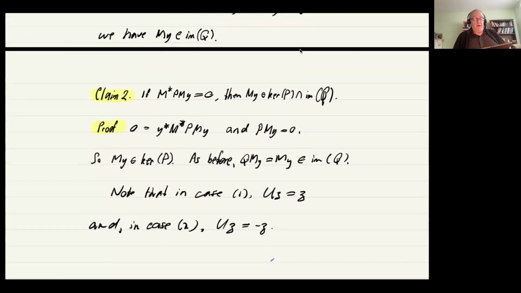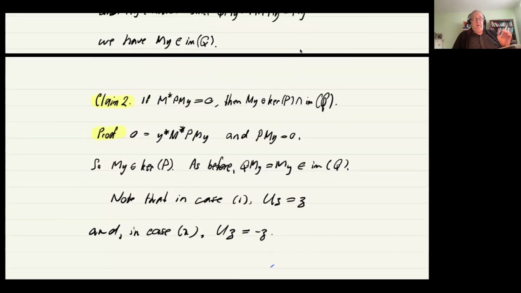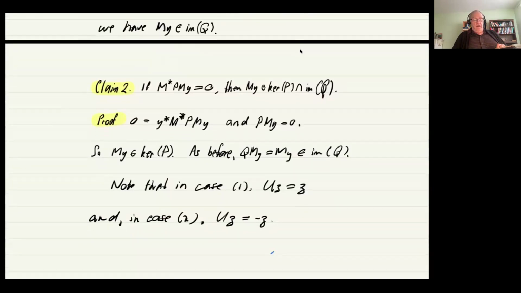Okay, so M star P M y is 0. So we've got this smaller matrix. It's positive semi-definite. The eigenvalues are between 0 and 1. And so we're now looking at the case where it is 0. And the claim now is that MY is in the kernel of P and the image of Q. Okay. And so as before, because this is 0, we get this is 0. And because P is positive semi-definite, we get this. So MY is in the kernel of P.